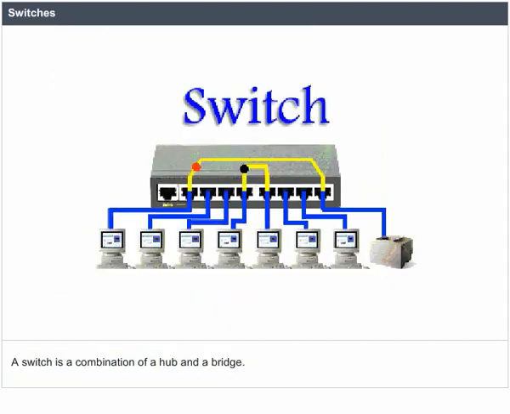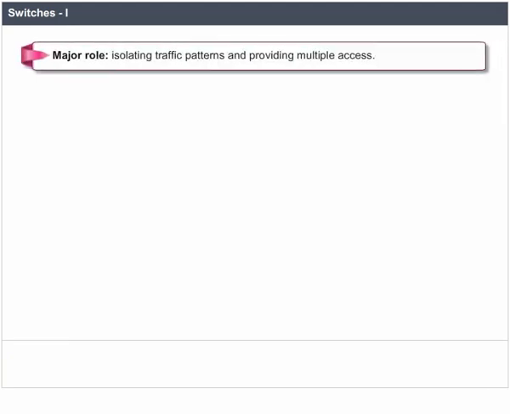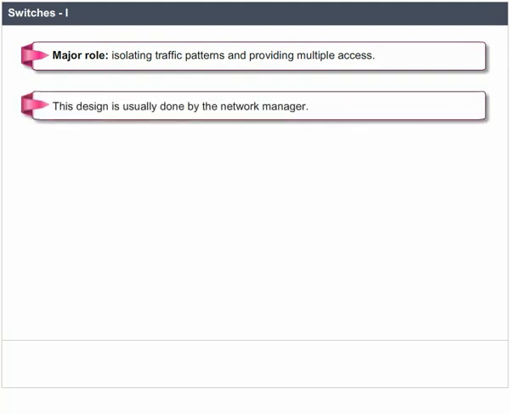Switches. A switch is a combination of a hub and a bridge. It interconnects two or more workstations. But like a bridge, it observes traffic flow and learns. When a frame arrives at a switch, the switch examines the destination address and forwards the frame to the one necessary connection. The major role of a switch is isolating traffic patterns and providing multiple access. This design is usually done by the network manager.